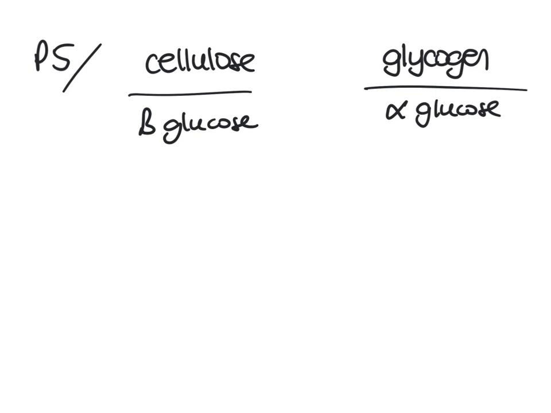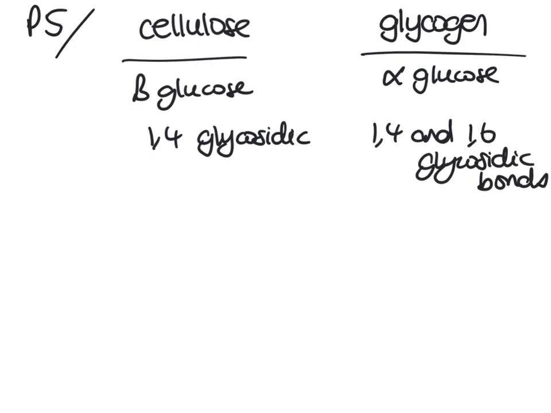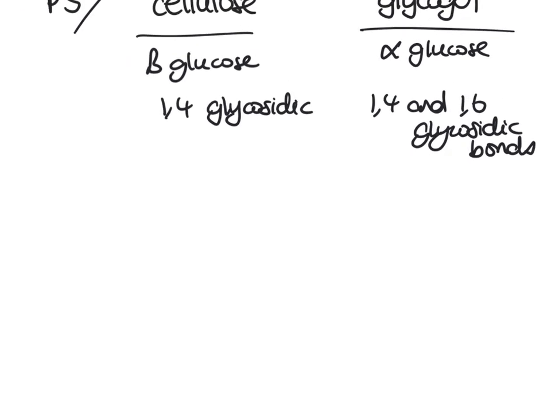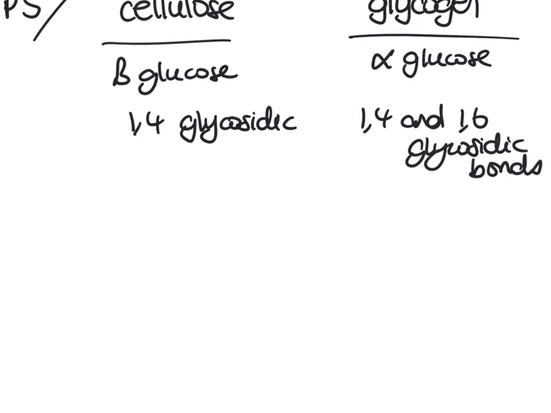Anybody talk about the bonds in it? Okay, so Cameron, what do you say? Cellulose is linked together by 1,4 glycosidic bonds, and glycogen is linked together by 1,4 and 1,6 glycosidic bonds. Yeah, very good. So yes, you need that detail. That's brilliant. Thanks very much. Okay, that's great. Thank you.